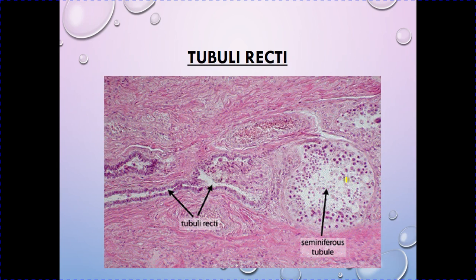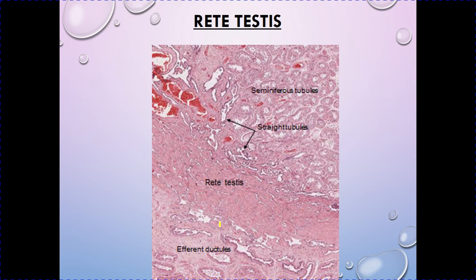This is a seminiferous tubule. In this microscopic image you can see that the seminiferous tubule at the apex becomes straight, and the straight tubules are called tubuli recti. The tubuli recti open into the rete testes, and from the rete testes 10 to 20 efferent ductules emerge, which leave the testes and open into the head of the epididymis.